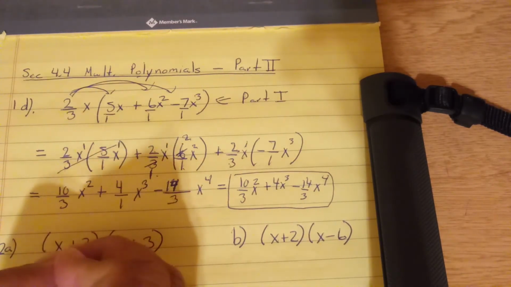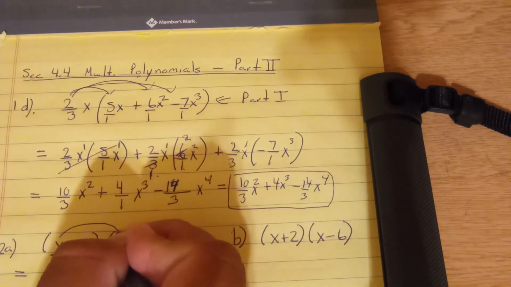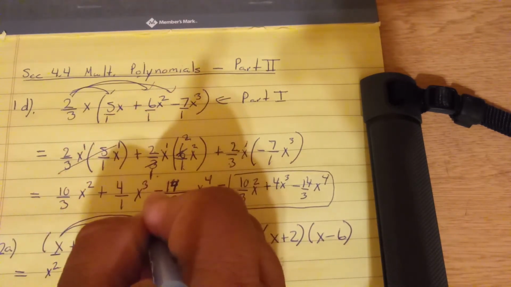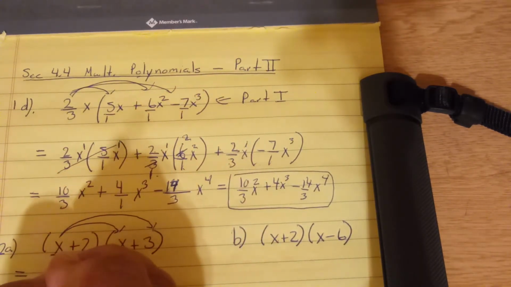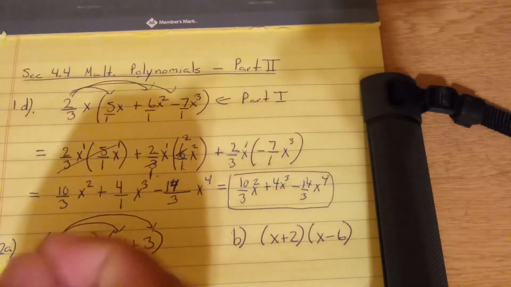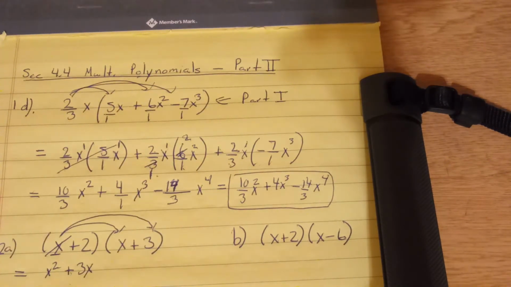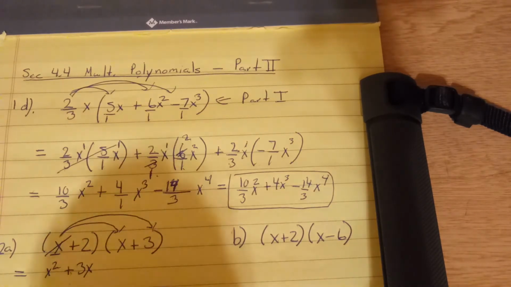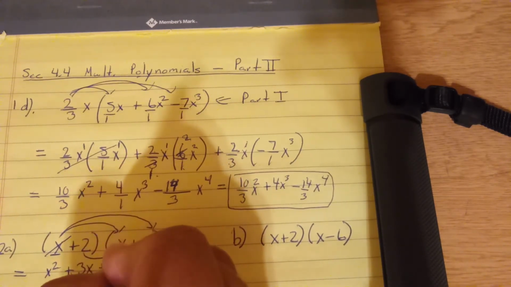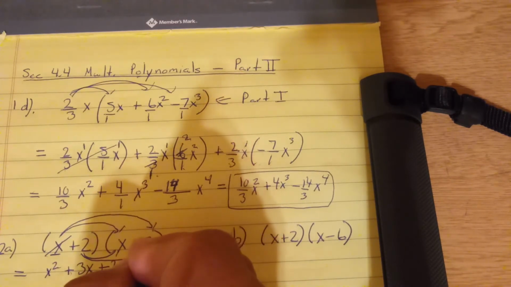So first, we're going to distribute the x. So x times x will be x squared. And x times 3 will be 3x. So once again, it's like you're distributing that single part right there, that x. X times x, x squared. X times 3, 3x. So that takes care of the x right there. Next, we're going to distribute the next term, which is the 2. So in this case, the 2 times the x will be 2x. And 2 times 3 will be 6.